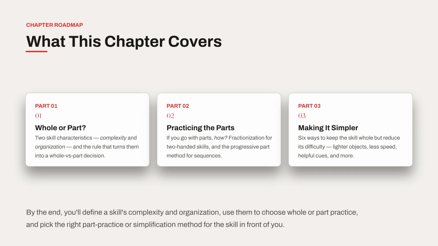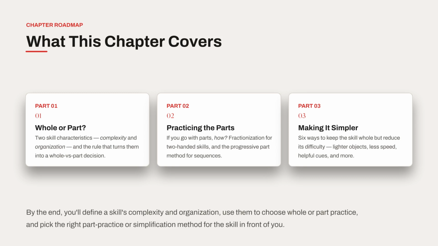Part 1 is the decision itself. We'll define the 2 characteristics, complexity and organization, and learn the rule that turns them into a clear whole or part choice. This is the conceptual core, and once you have it, the rest is application.